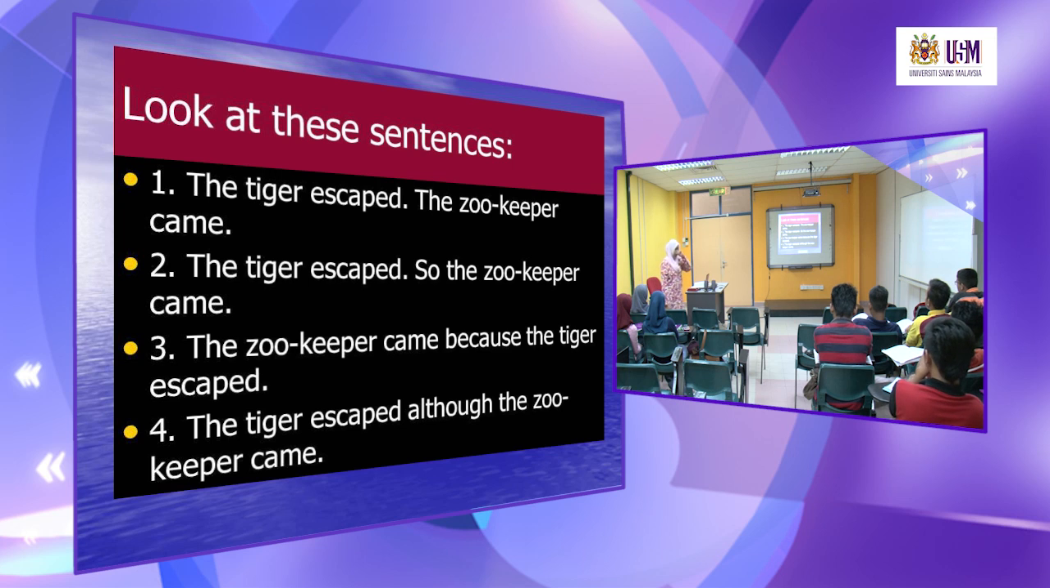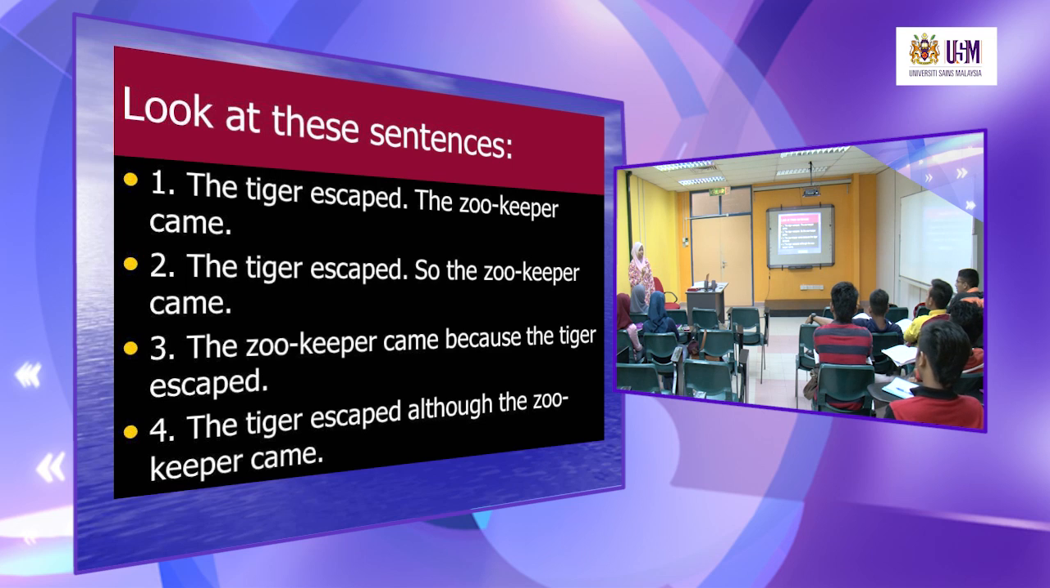The first one, can you tell me? The tiger escaped, the zookeeper came. Which one happened first? Tiger escaped and zookeeper came. Number two, the tiger escaped, so the zookeeper came. Why did the zookeeper come? Because the tiger escaped. If the tiger did not escape, will the zookeeper come? No. He will sleep like Nahuan. Do you agree? Yeah. The tiger escaped, so the zookeeper came.